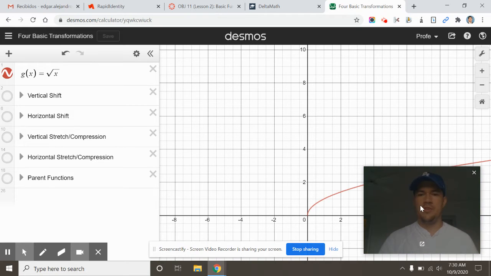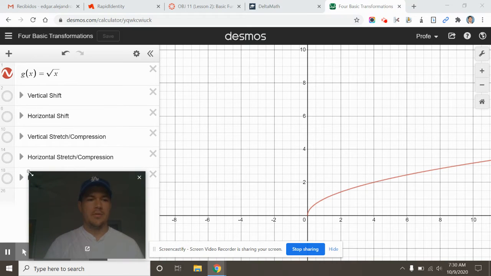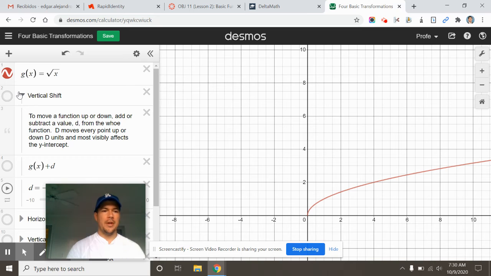All right, so this is my function. If my function is the square root of x, it looks kind of like a half parabola on its side, right? A vertical shift is basically going to move my function up or down.